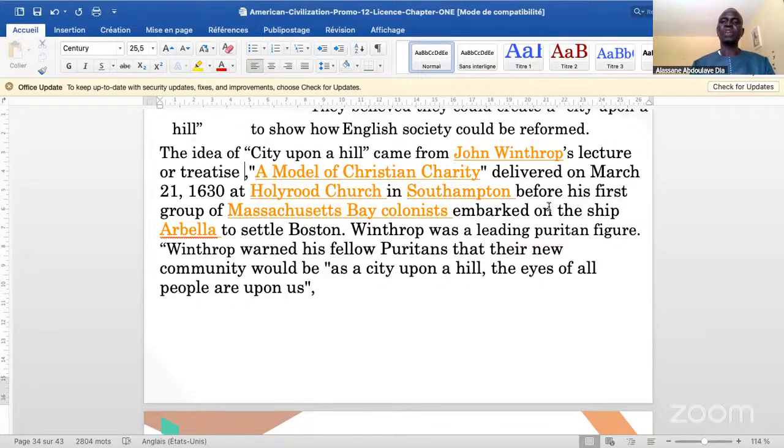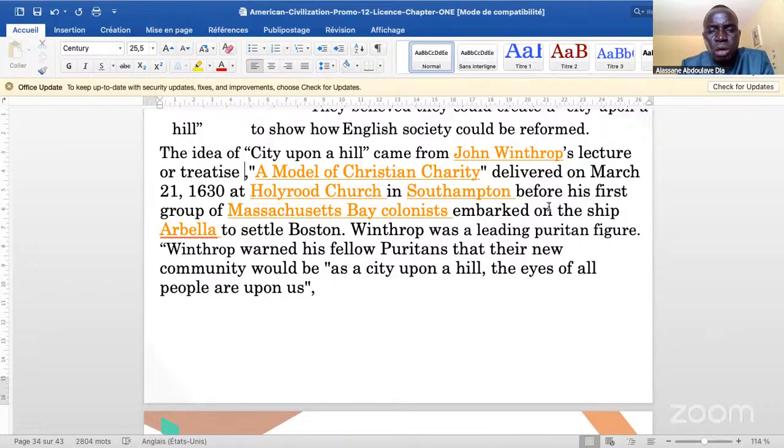Winthrop wanted his fellow Puritans to know that their new community would be as a city upon a hill, and the eyes of all people are upon us. What did he say? He told them that they have to build a city upon a hill because the eyes of all the people are upon us.